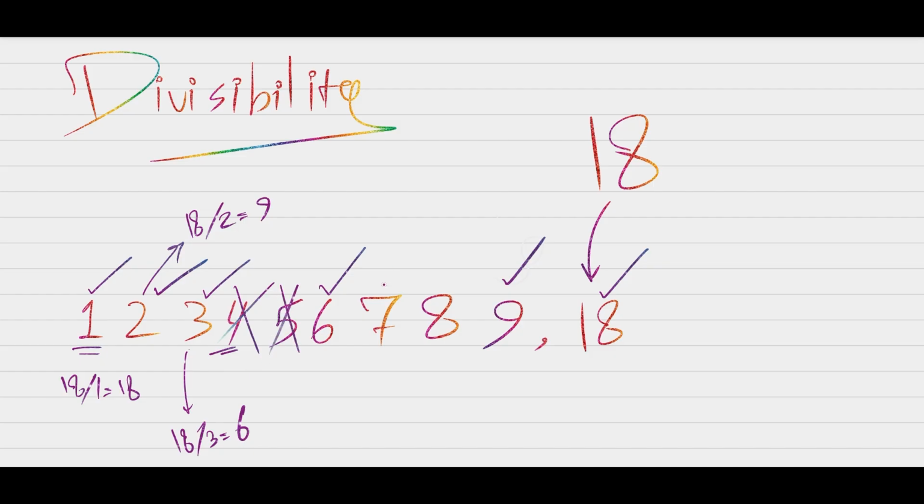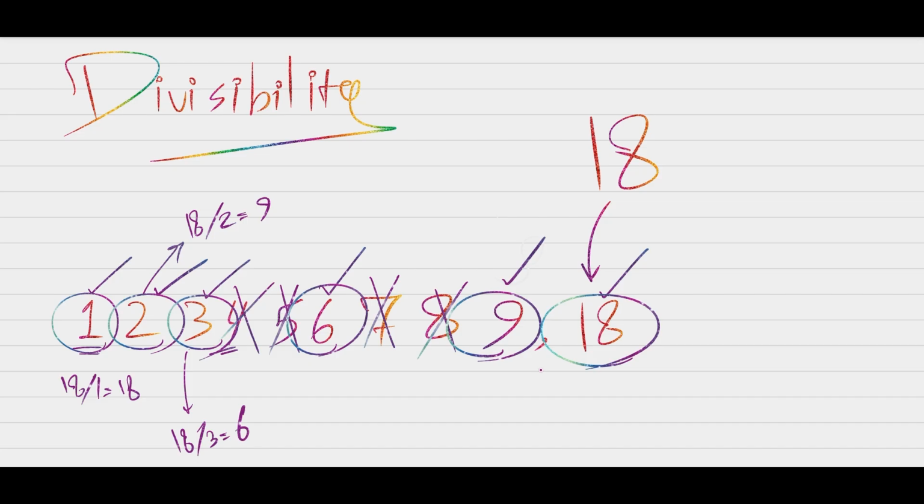Finally, we're left with 7 and 8. Can 18 be divided by 7? Nope. And how about 8? No as well. And with that, we have 1, 2, 3, 6, 9, 18. All our numbers are either circled or crossed out. Well, now our test is finished. All the factors of 18 are the circled numbers, and that is how to do the test for divisibility.